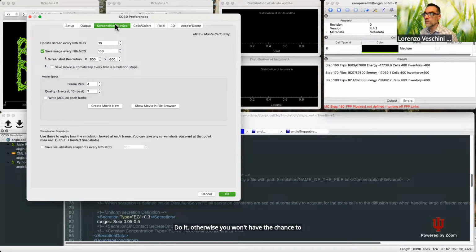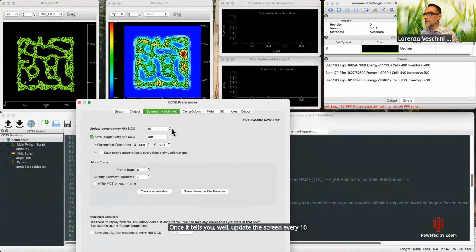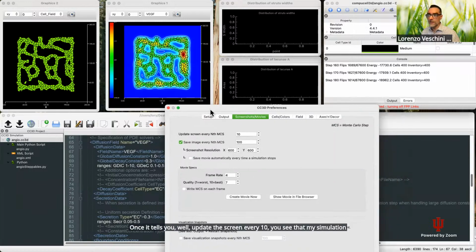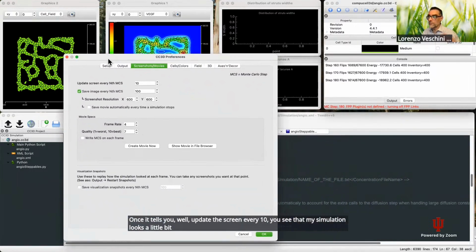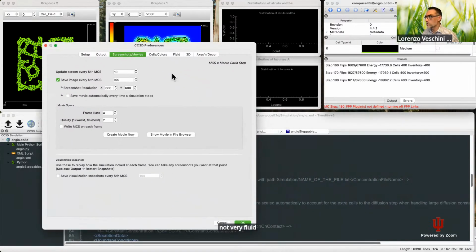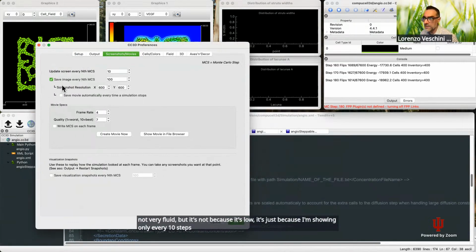actually take advantage of this, which is once it tells you, update the screen every 10, you see that my simulation looks a little bit not very fluid, but it's not because it's slow, it's just because I'm showing only every 10 steps just to speed up a little bit.